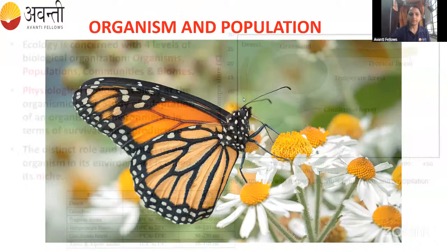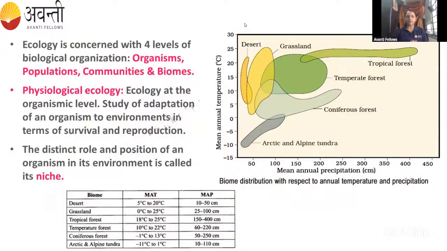Okay, so when we talk about ecology, you all know that ecology is nothing but the organisms living in their surroundings, right? The interaction between the organism and the organism, and the organism and the environment, we are going to call ecology, right? So here mainly our four divisions are there: the organism, population, community, and the biome.